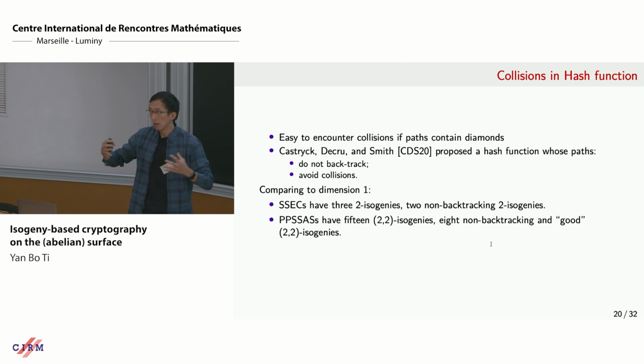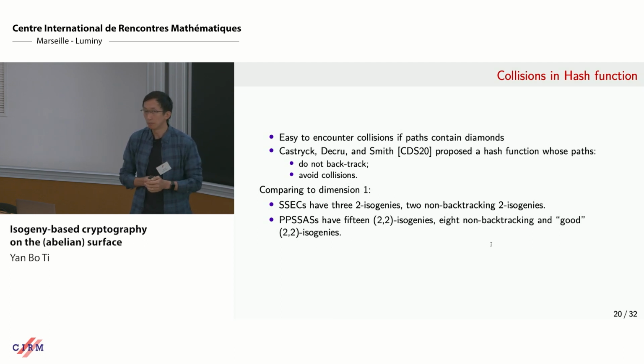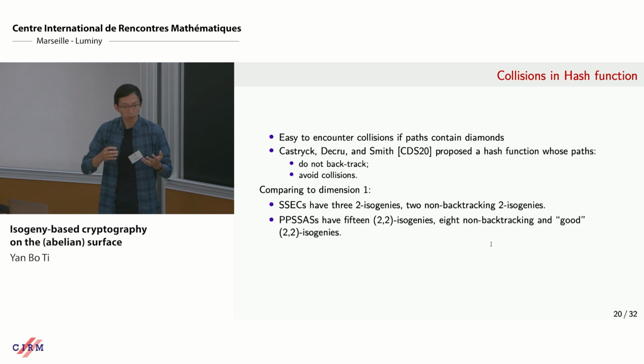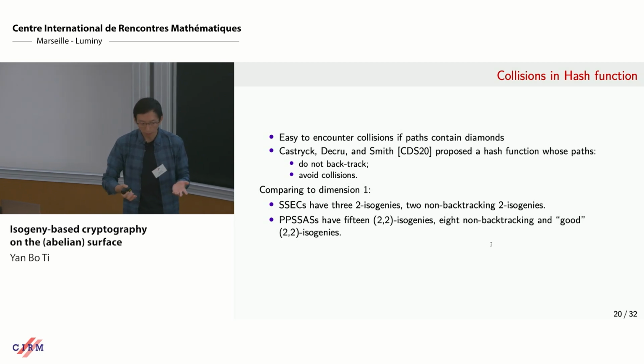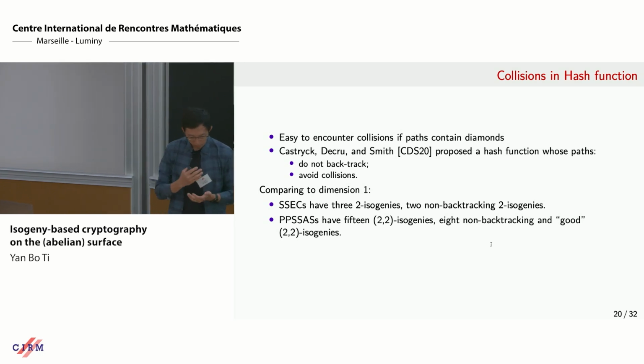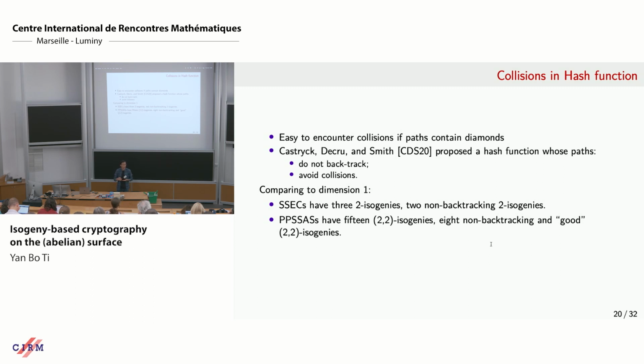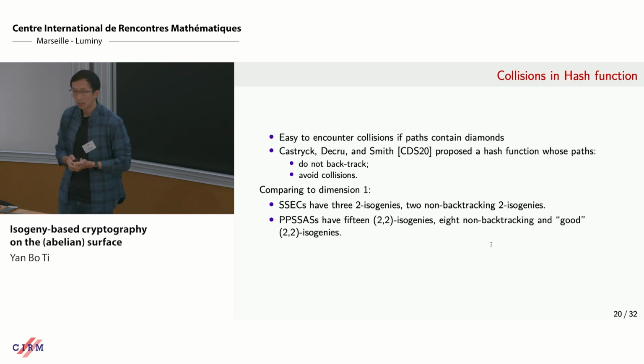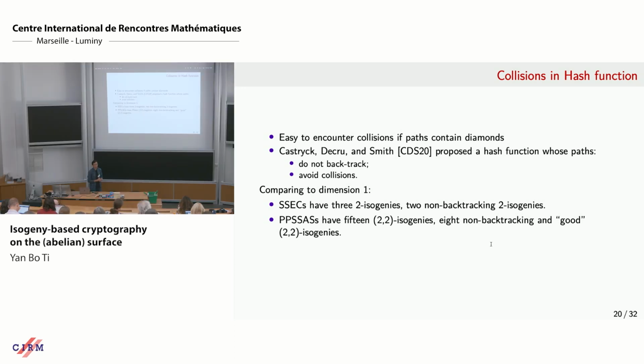So hopefully it's more efficient, but it's up to whether Vélu formulas perform better on elliptic curves or Richelot formulas perform better. So there's a trade-off that needs to be found. But so far, no one's using hash functions on elliptic isogeny graphs anyway, so it's a moot point, really.